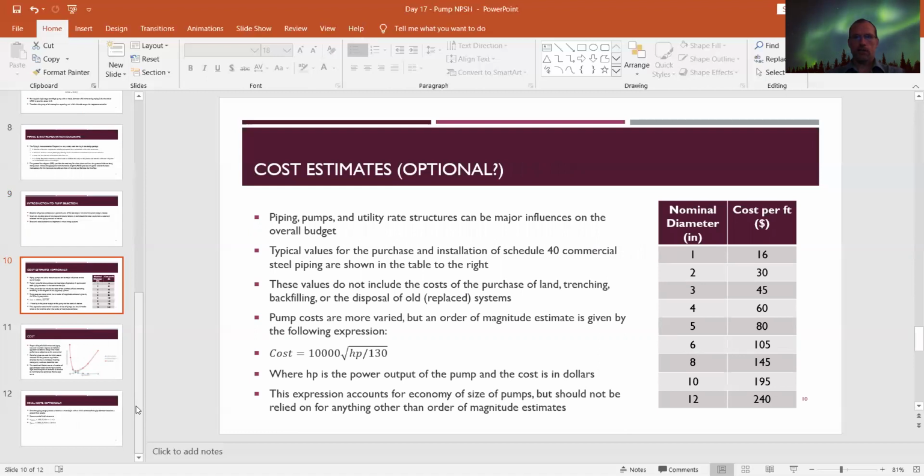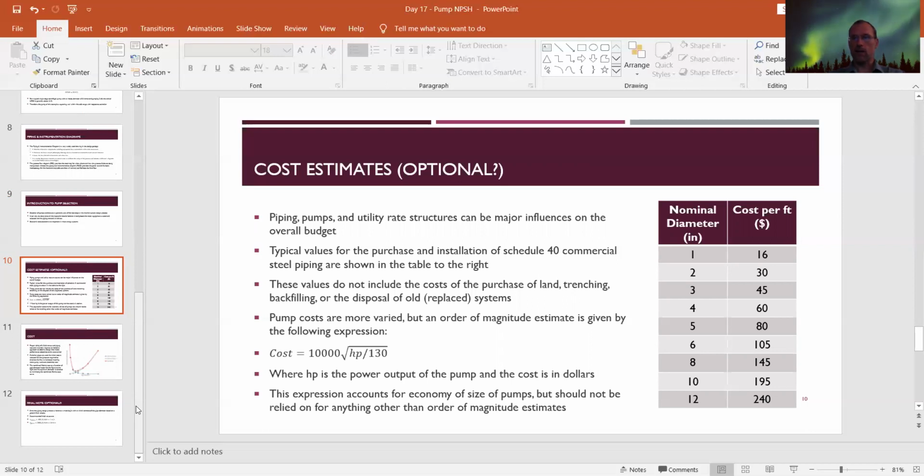The general cost estimates for piping systems and pumps usually have rate structures, or sorry, utility rate structures are all major influences. So how much energy costs is also going to be important for this as well. So just in terms of the hardware, typical values and purchase values for the purchase and installation of Schedule 40 commercial steel piping are shown in this table here.